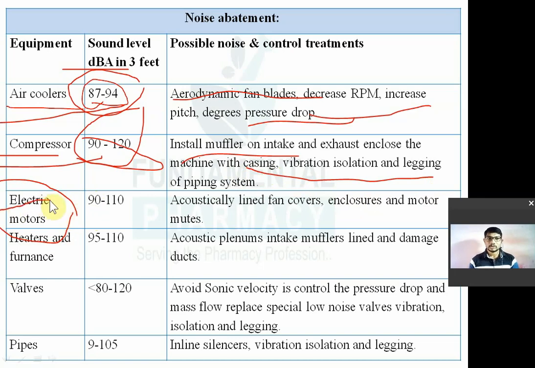Electric motors, they are also making sound. They will produce a sound in this range, 90 to 110 decibel. So you can decrease this sound by acoustically lined fan covers.